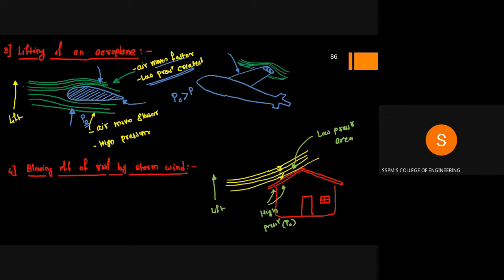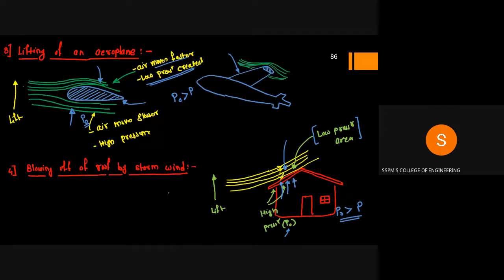Second is the blowing off of a roof by storm wind. The wind flows over the roof. At this section the velocity is maximum, and because of this it creates a low pressure area, while the pressure at the bottom of the roof remains at atmospheric pressure. So here the atmospheric pressure is greater than the pressure above the roof, and because of this it pushes the roof in the upward direction and blows off the roof.